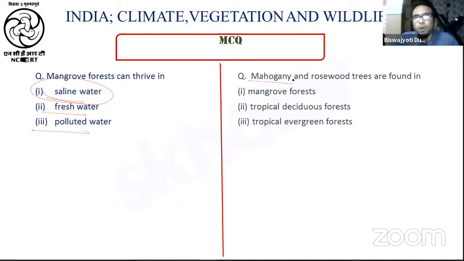Then we have your mahogany and your rosewood, which are examples of number 1, your mangrove forest, or number 2, your tropical deciduous forest, and then we also have the third option, which is your tropical evergreen forest. Of course, as we have seen, your correct answer is option number 3, that is your tropical evergreen forest, right? So this is where we will conclude.